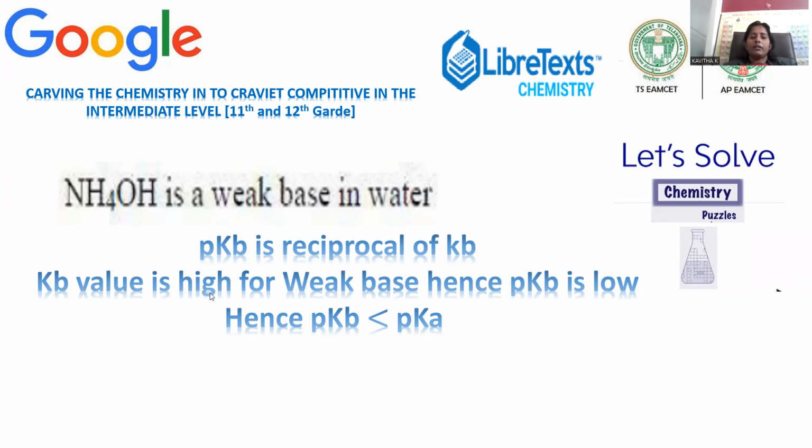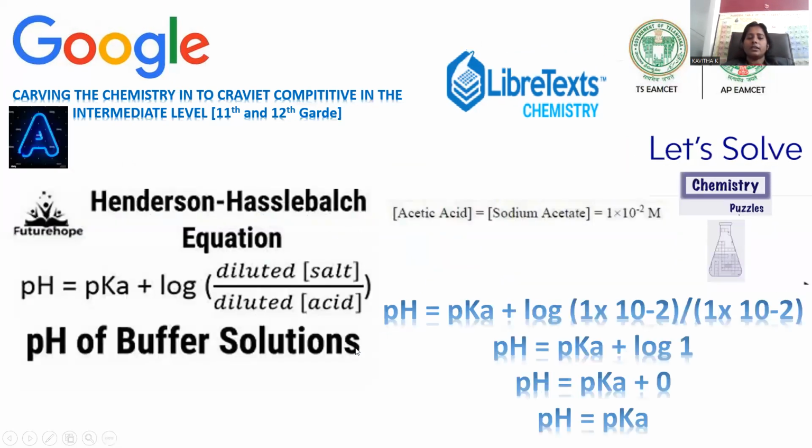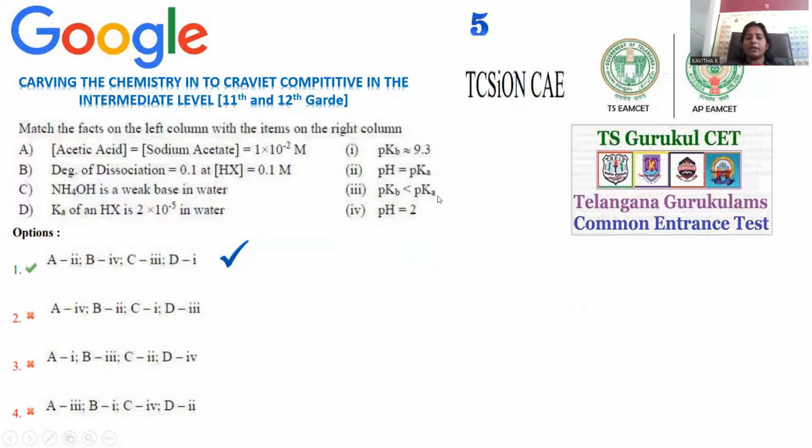Okay. Kb value is high for a weak base. Kb value will be higher for the weak base. If Kb value is higher, what will be the pKb value? pKb value will be lower. It is the smaller value. If pKb value is less, then obviously pKa value will be higher. So pKb will be smaller than pKa value. That is given in option number 3, pKb is less than pKa. For C, 3 is the correct answer.